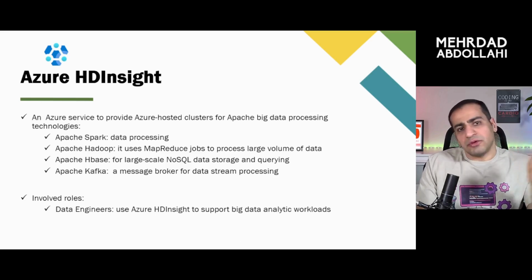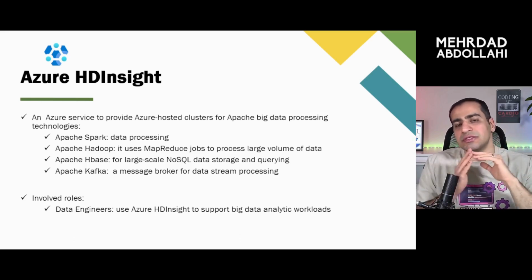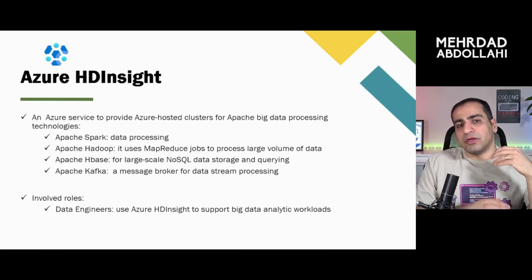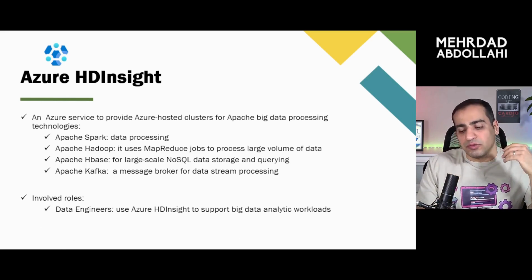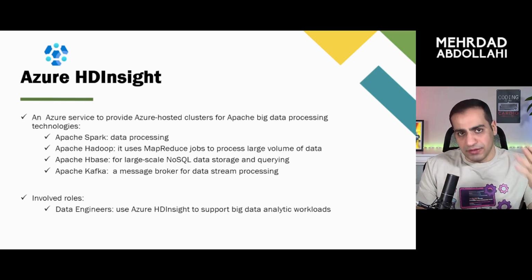And we have also data engineers here to use these skills to support the big data analytic workloads. Of course, data analysts and data scientists can benefit from this service as well.